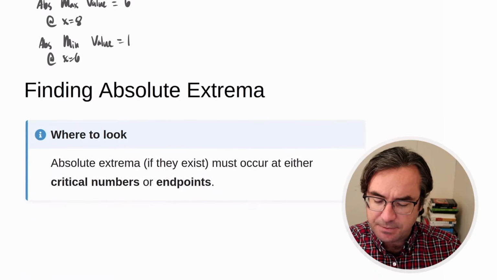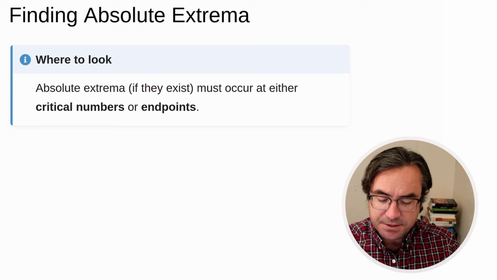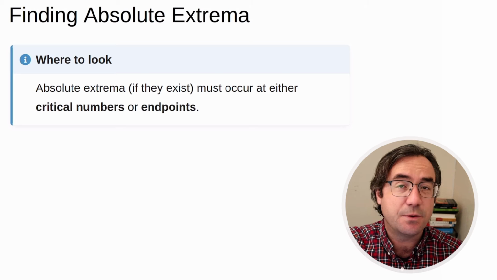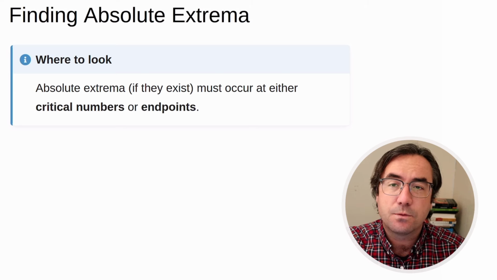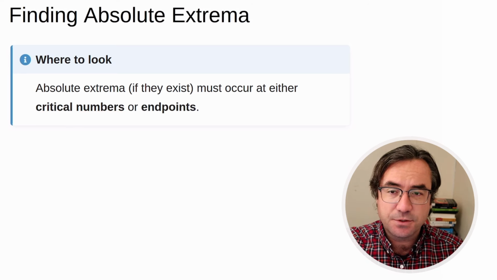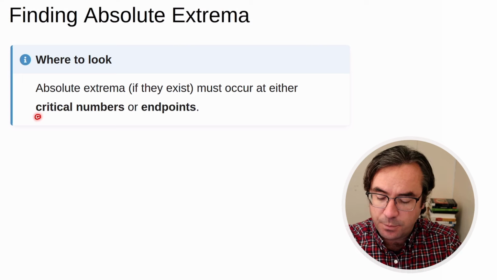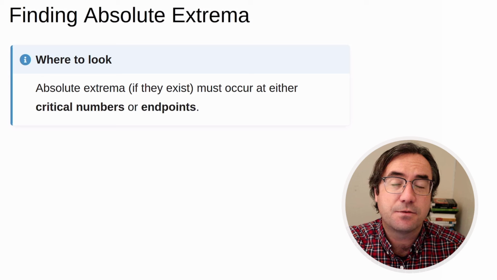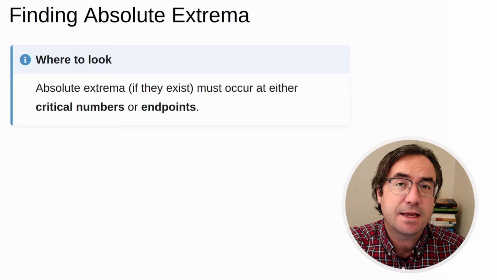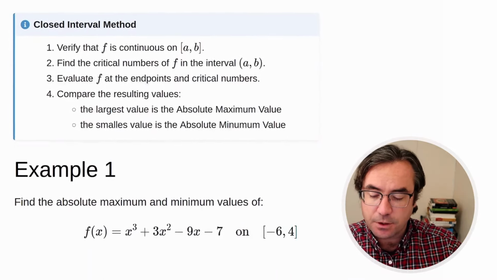But what's our strategy going to be for how to locate absolute extreme points? Well, if they exist, and we know that if we're looking at a closed interval, and our function's continuous, then they will exist. What we know is that it can happen at either the critical numbers or the endpoints. So the critical numbers, that's where our function could have a local max or min, and then we've also seen that it can happen at the endpoints. So our strategy we call the closed interval method.